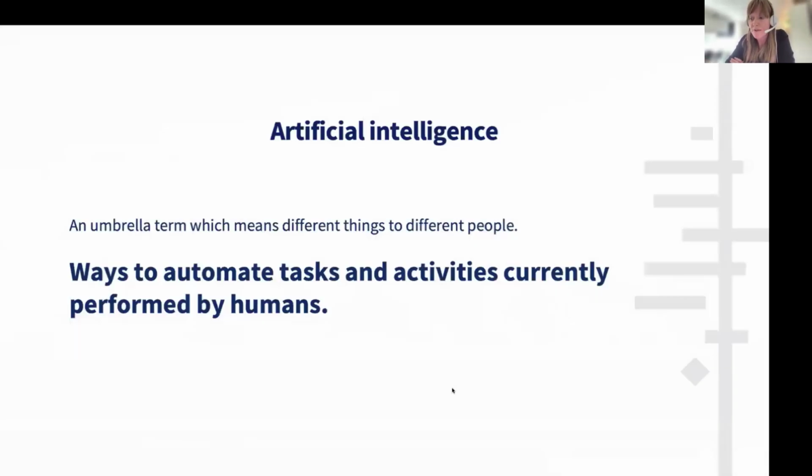Over the last 3 decades, we've seen a lot of change in terms of technology's role in health evidence synthesis. Artificial intelligence is an umbrella term, and it means different things to different people. In its broadest sense, perhaps we're thinking of it in terms of ways to automate tasks and activities currently performed by humans. And the aim to maximize the use of technology for this end is not new. It's been the aim of groups like the International Collaboration for Automation of Systematic Reviews, or ICASR, for over a decade now.